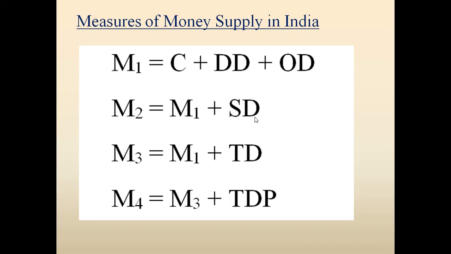Now M4 is actually your M3 plus total deposit with post office savings, but excluding national saving certificates. So you just have to remember the formula and the concept. Other things you need not go into in detail, because a few things have been removed. So only concept-based questions will be coming for this semester 2 examination.